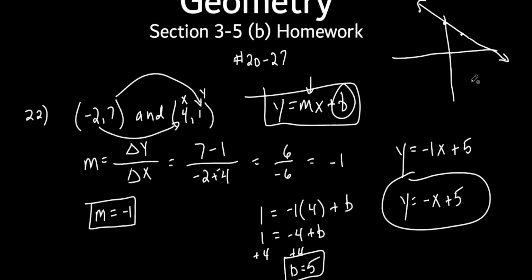These 2 points lie on this line. Do you see that? Negative 2, 7 is where? Negative 2, 7, boom, right there. That's where negative 2, 7 is. 4, 1. 1, 2, 3, 4, 1, boom, right there. It lies on that line.